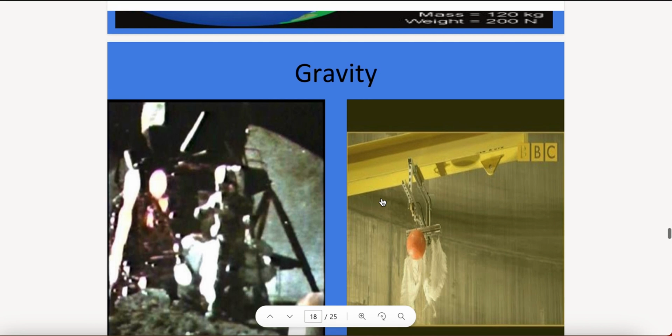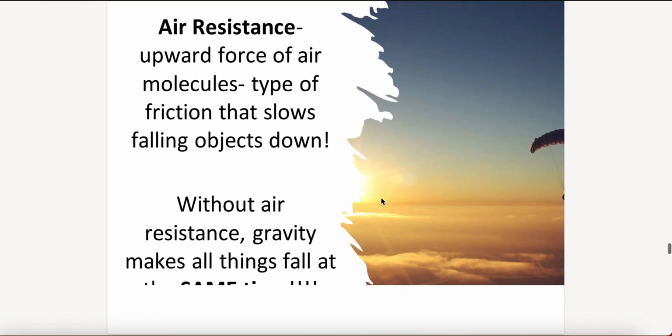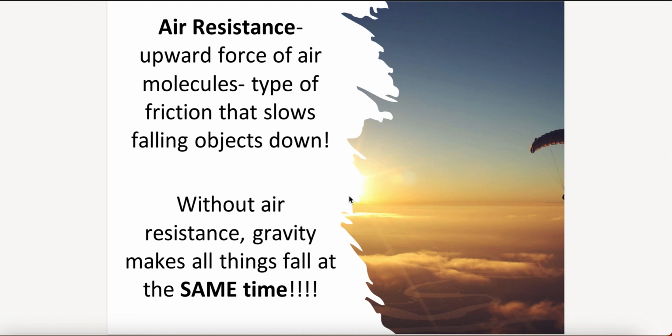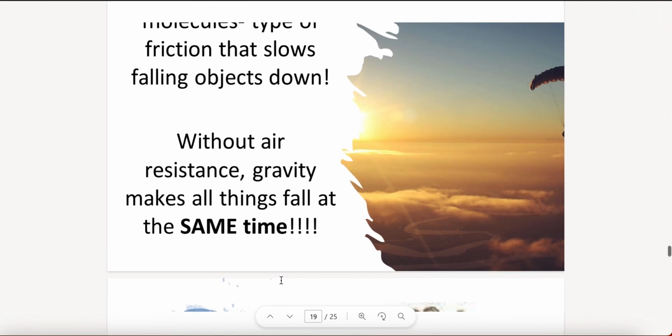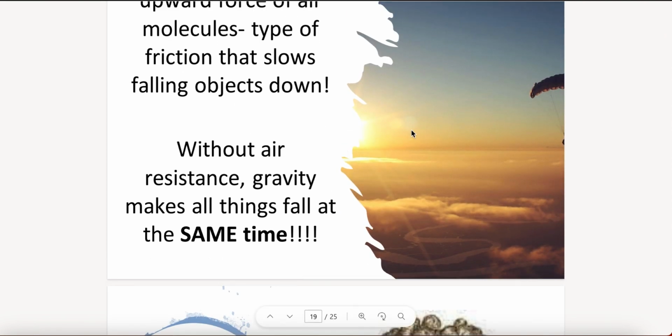Now here is the gravity part. Air resistance is the upward force of air molecules, a type of friction that slows falling objects down. So gravity will make objects fall at different times. But without air resistance, gravity makes all things fall at the same time.